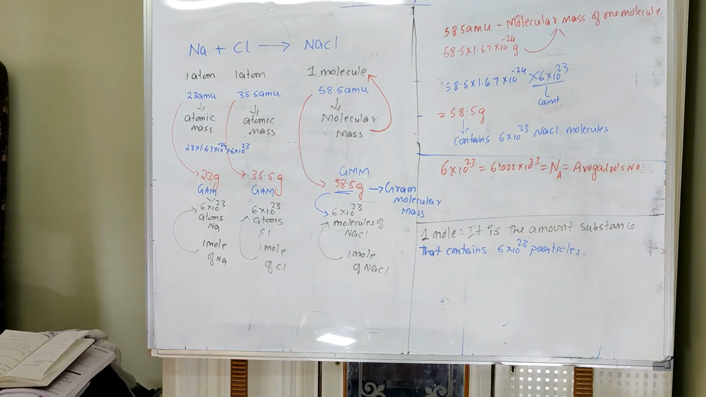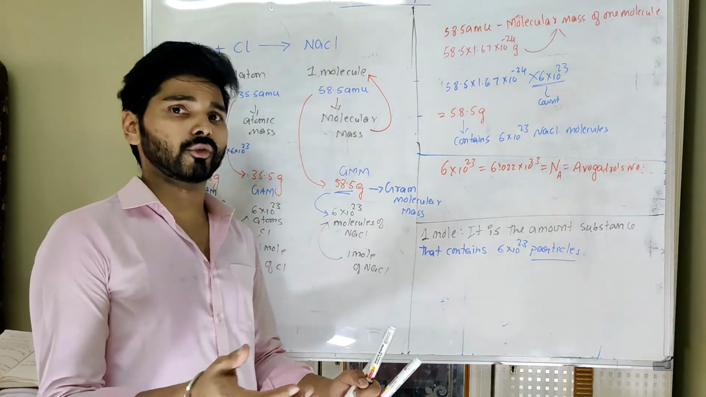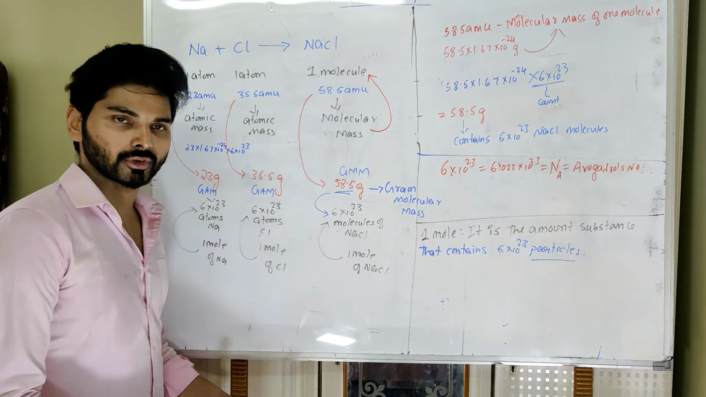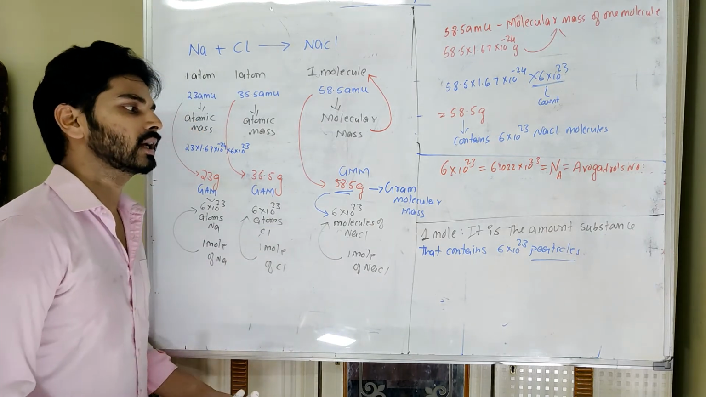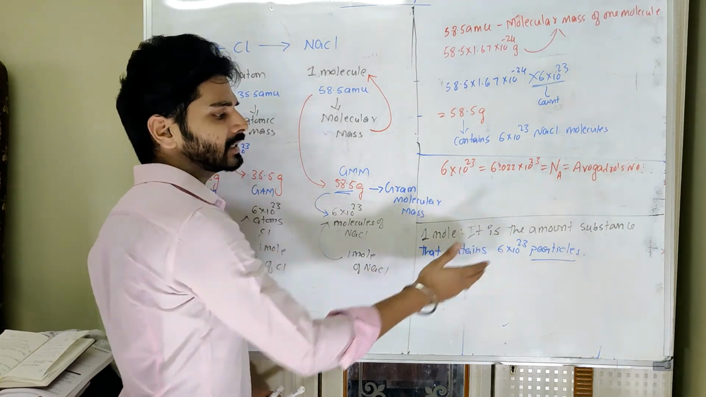So in general, I will be considering it as particle. You can apply this for anything. If I am saying 1 mole of chocolates, then it must contain 6 into 10 raised to 23 chocolates. If I am saying 1 mole of electrons, then it must contain 6 into 10 raised to 23 electrons. Anything in 1 mole must contain 6 into 10 raised to 23.